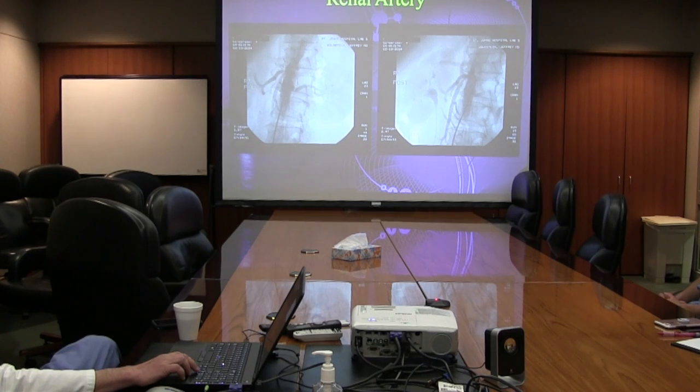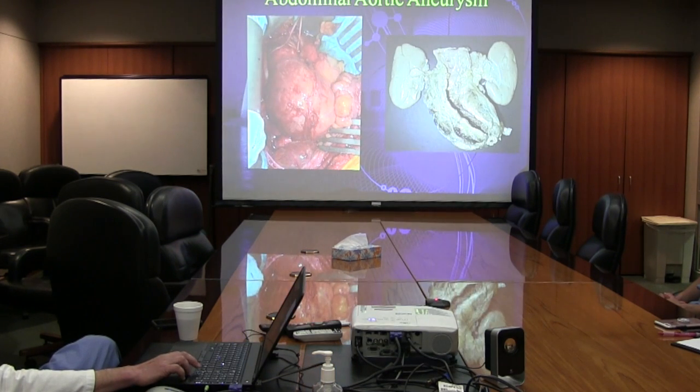Right, what kind of renal artery stenosis is this? A, atherosclerotic. B, fibromuscular dysplasia. Yep, there you go.